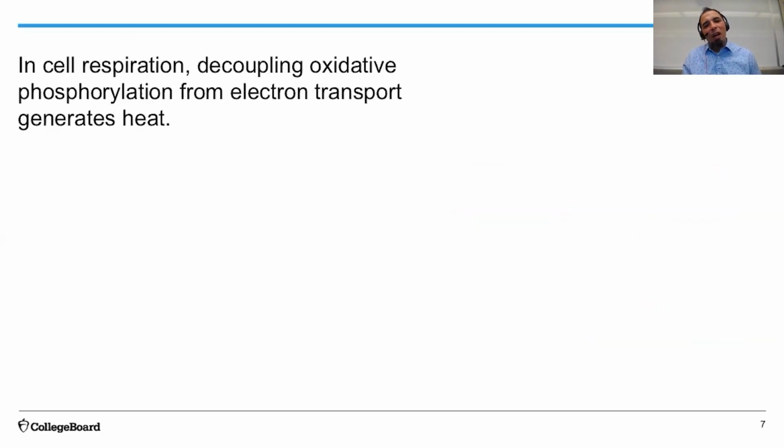And so in cell respiration, decoupling, right? So we have a coupled reaction. Now we're going to separate the reactions. So decoupling oxidative phosphorylation from the electron transport chain generates heat. And so energy is stored in proton gradients. And so that's where the energy is stored.